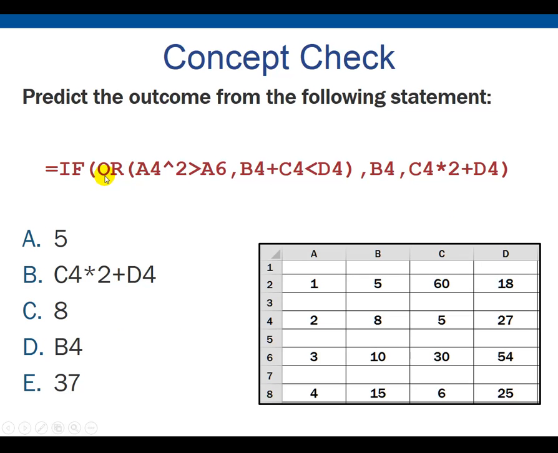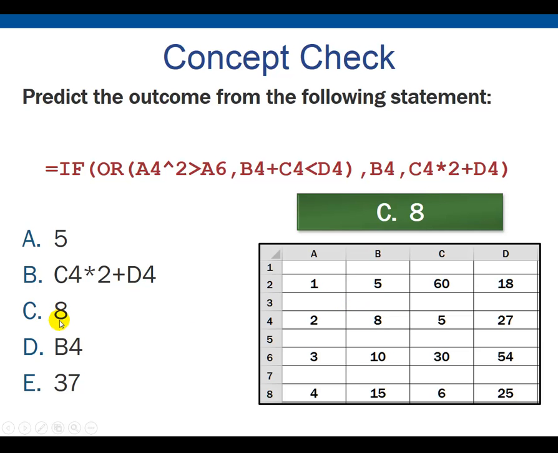Another operator here, we have the OR operator. So OR means if one of them is true, then it's true. Okay? And if both of them are false, then it's false. Okay, let's look at the OR operator. A4 is 2, and we have a square here. That means 4, right? And A6 is 3. So it's true. 4 is higher than 3. In this case, this is true. If one of them is true, then it's true in the OR operator. So let's go to B4. B4 is 8. So the answer is C, 8.